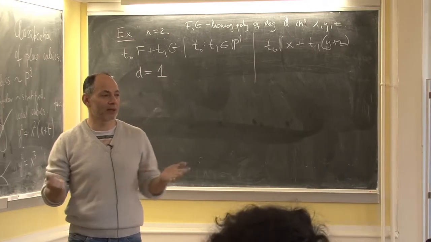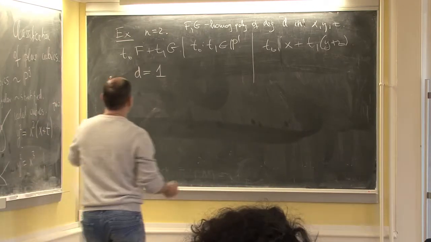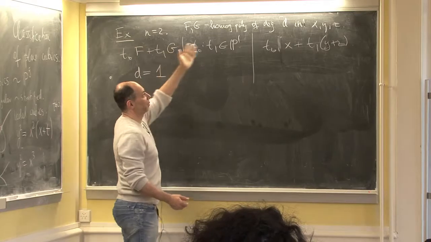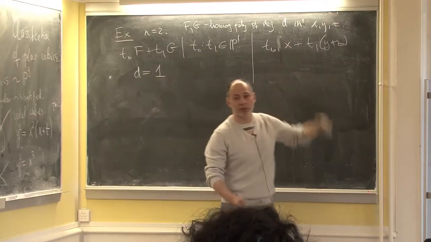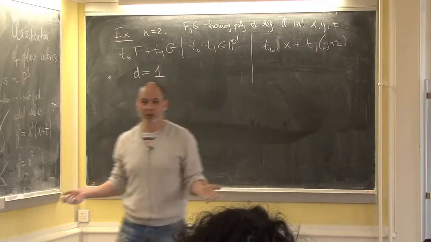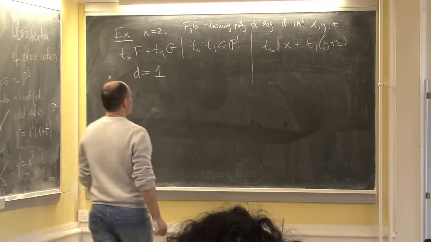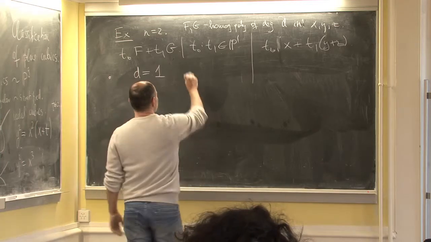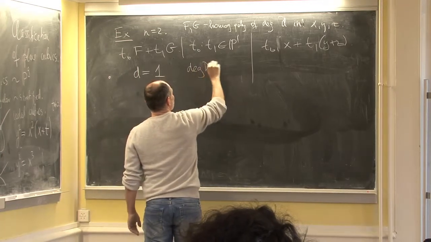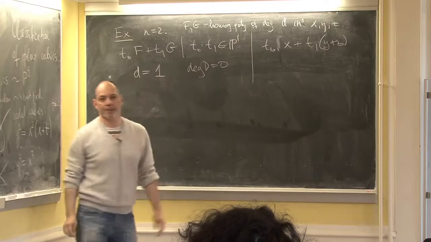None, right? It's a line. So you take a linear combination of 2 linear homogeneous polynomials, you get another linear polynomial, and it has no singular points, right? So there is nothing. So actually, here the degree is 0. Okay, so there is none.